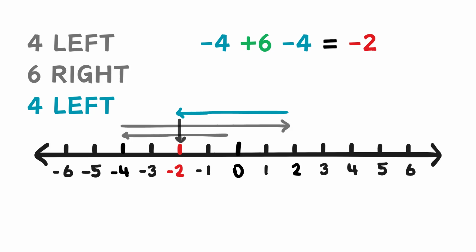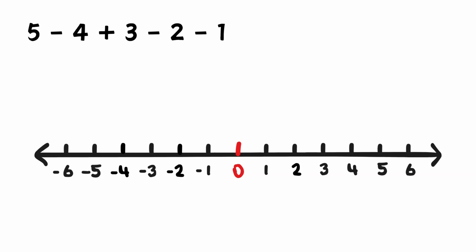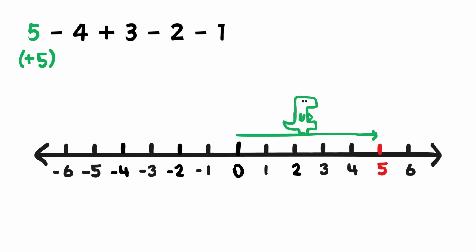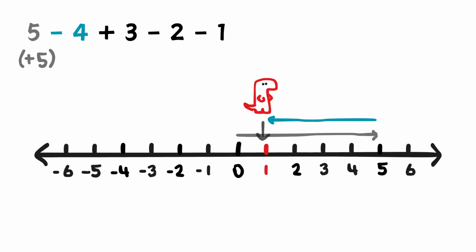Okay, now let's try this. Given this expression, 5 minus 4 plus 3 minus 2 minus 1, let's find where we end on the number line. So the first thing in this expression is 5. Now, remember, if it doesn't have a sign, it's positive and has an unexpressed plus sign. So that means it's 5 to the right. The next step is -4. The minus sign shows us that we need to go to the left. This puts us at 1.